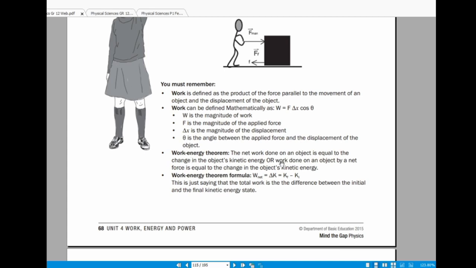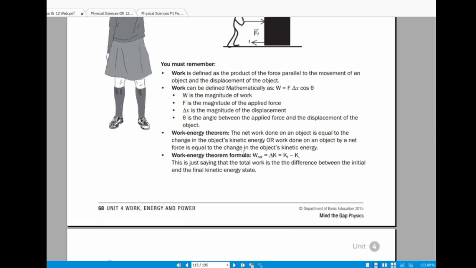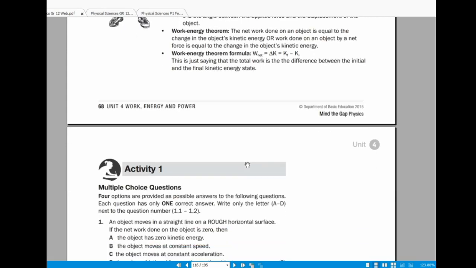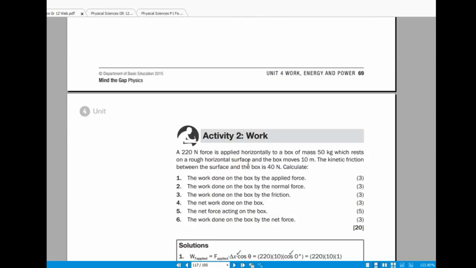And then there's the work energy theorem. The work energy theorem states that the net work done on an object is equal to the change in the object's kinetic energy, right? The work energy theorem formula is W net is equal to delta K, or you can say W net is equal to delta E sub K. So this is just saying that the total work is the difference between the initial and the final kinetic energy. Okay, so let us do some examples.